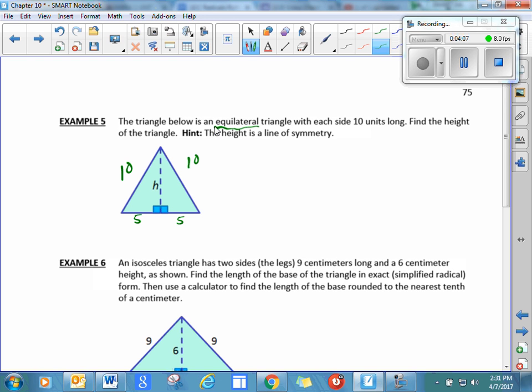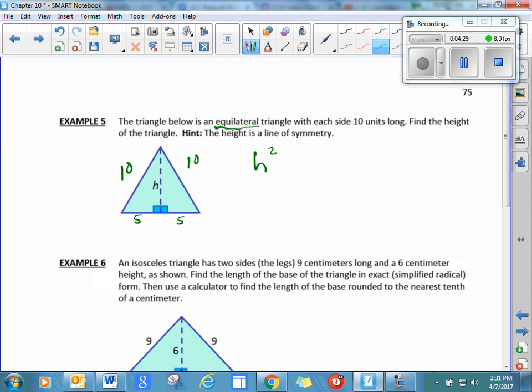Equilateral, remembering all the sides are the same. So it says find the height of the triangle. We're trying to find h. So we can use either of the 2 little triangles that the height splits the big one into, because they're both the same. They have the same measurements. And h is a leg. This is a leg, and 10 is the hypotenuse.